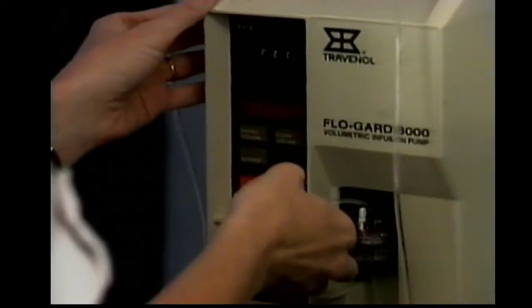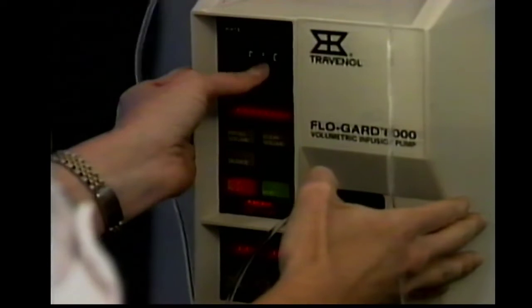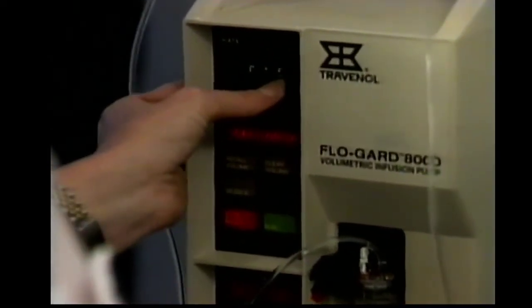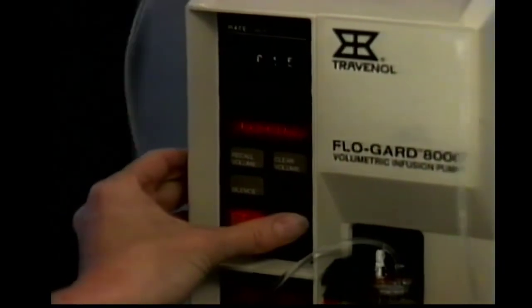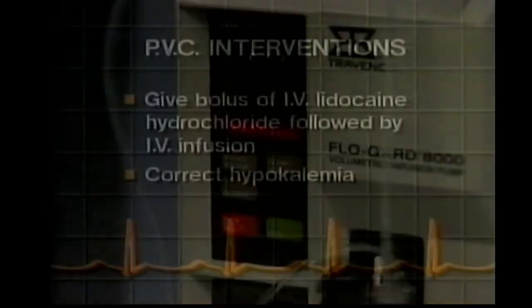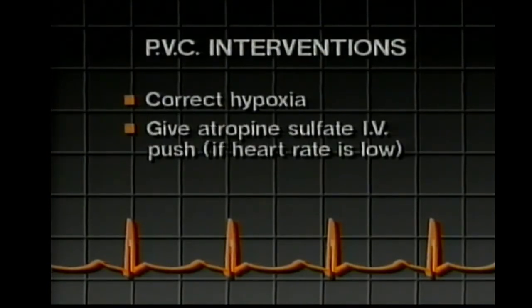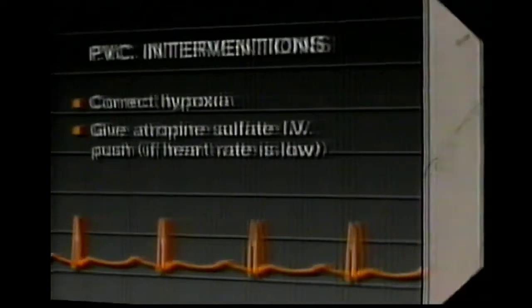Immediate intervention is required if the patient is experiencing acute ischemia or an acute myocardial infarction, or if the PVCs occur more than 6 times a minute. IV lidocaine hydrochloride, administered first as a bolus, then by IV infusion, is the recommended treatment. If hypokalemia or hypoxia have developed, they must also be corrected. Atropine sulfate may also be given IV push if the heart rate is low.